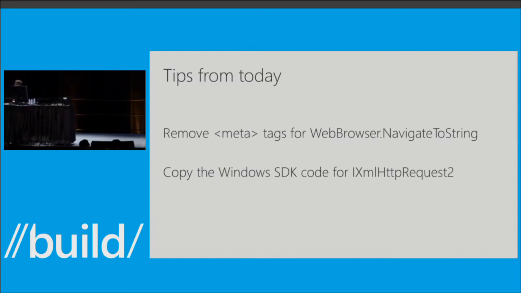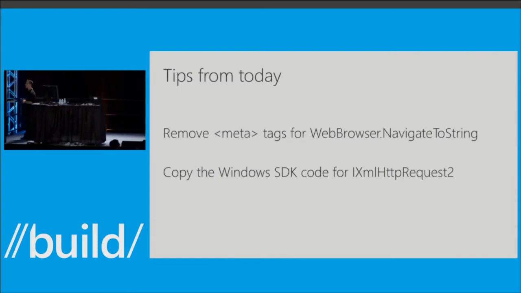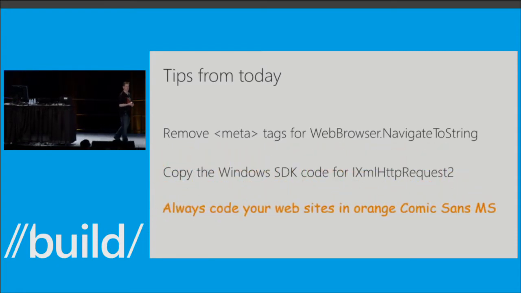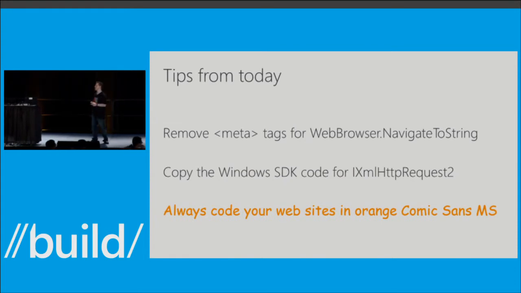Another couple from a bit early on is if you want to put HTML into the web browser control, remove those meta tags, otherwise you will get raw HTML. And for the networking stuff, for the native networking, I just copied the code straight out of an SDK sample. I didn't modify it at all, it just worked. And then finally, the top tip from me is always use Comic Sans MS, because it's everyone's favorite font.